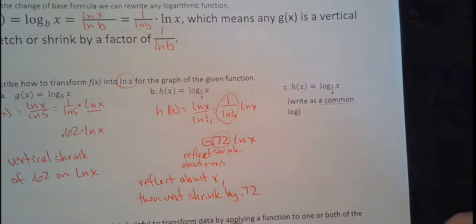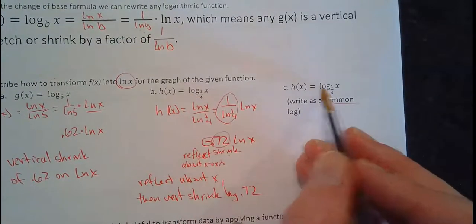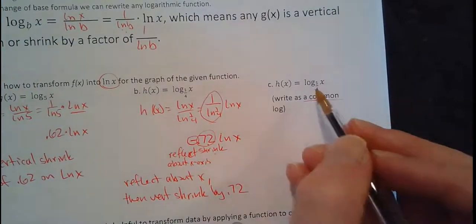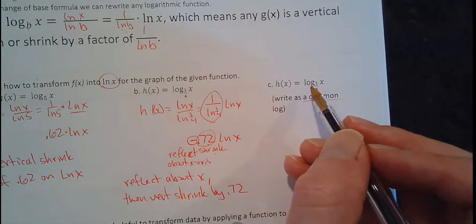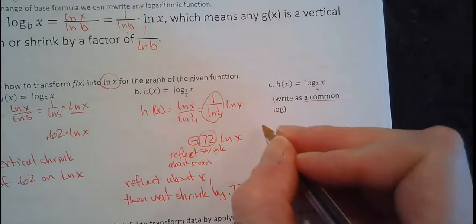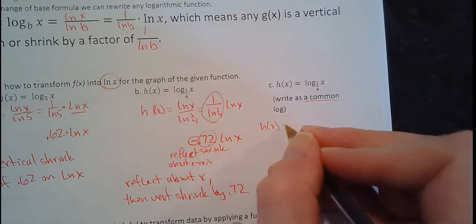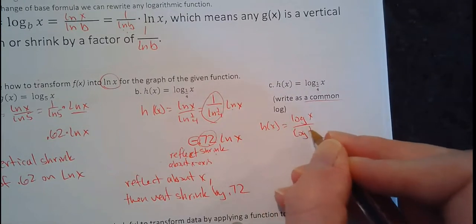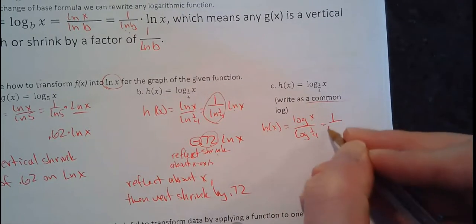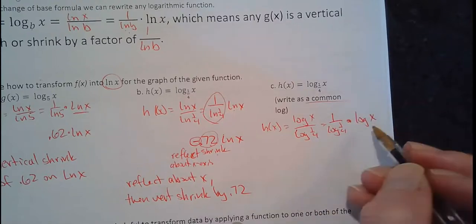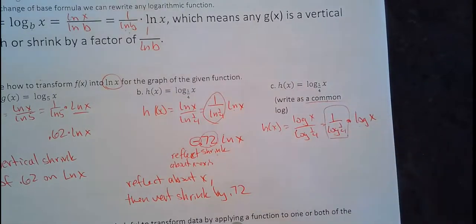This one here, I'm going to use a common log instead. So same thing, same function, just do a common log instead. Now it's going to be a slightly different one because I'm going to be doing a vertical shrink or a stretch on a different function. I'm going to do it on the common log versus the natural log. So h of x would be the same thing as the common log of x over the common log of 1/4, which is 1 over log 1/4 times log x. So I'm taking the graph of log x and I'm multiplying by this. This is my vertical stretch or shrink.